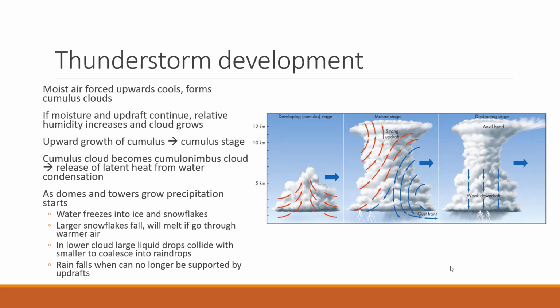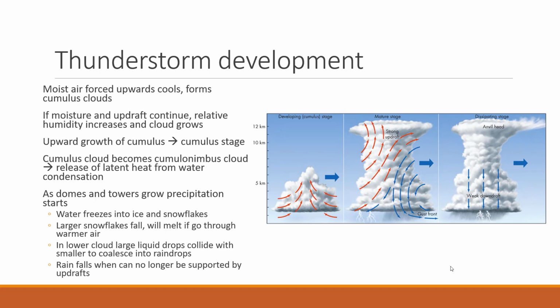As the cumulus cloud continues to grow, it will become a cumulonimbus cloud. This happens when we have release of latent heat from the water vapor condensing down to water in the cloud. So we now have heat, so we have energy. During the mature stage, the dome and the tower will grow and precipitation will start. So water will freeze into ice and snowflakes in the upper portions of the cloud. The larger snowflakes will fall and they will melt as they go through warmer air. They are falling because they can't be supported by the updrafts anymore.